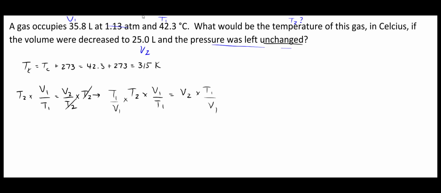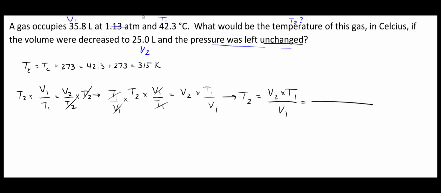And that will cause, we have T1 times T2 times V1. We're going to be able to cross out the T1s and the V1s on the left. And so this finally gives us T2, which is the only thing left on the left side, equals V2 times T1 divided by V1. Now we only have to put the values in.